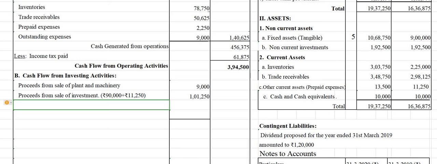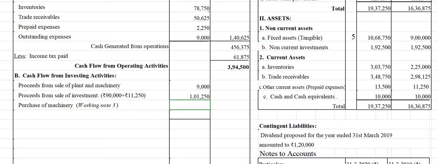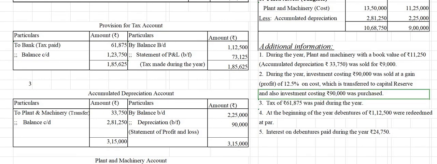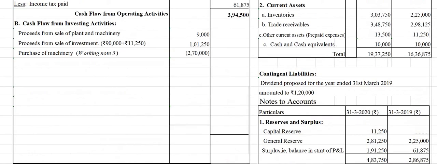Now again we have purchase of machinery. So purchase of machinery is to be deducted, that we are deducting. And then one more thing is given here in the adjustment. Also, an investment costing rupees 90,000 was purchased. So that is also an outflow of investing activity. Outflow in investing activity, that is 90,000. We can deduct that. Now we will get the total amount here.